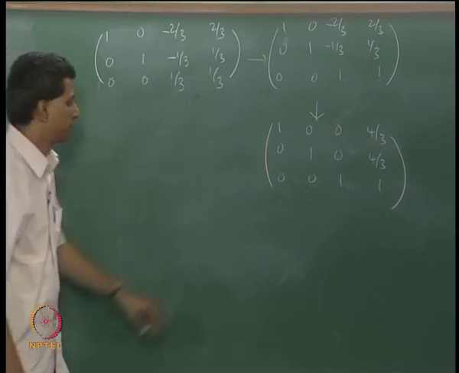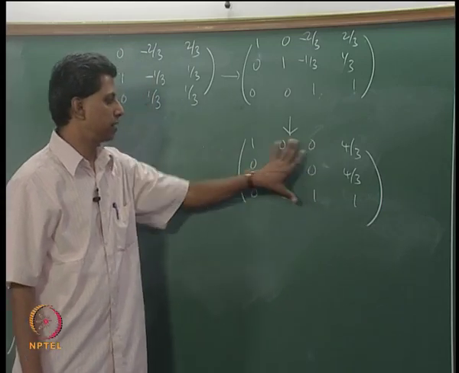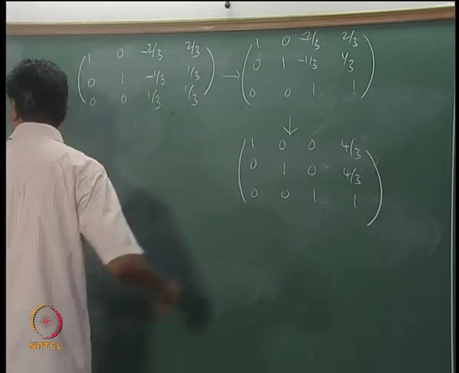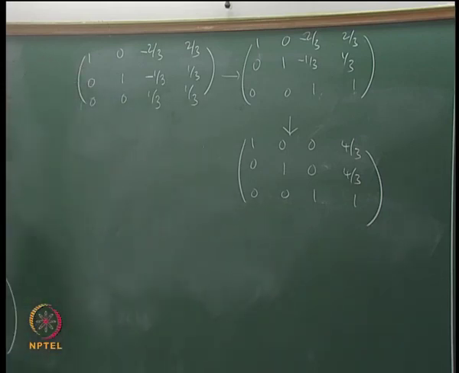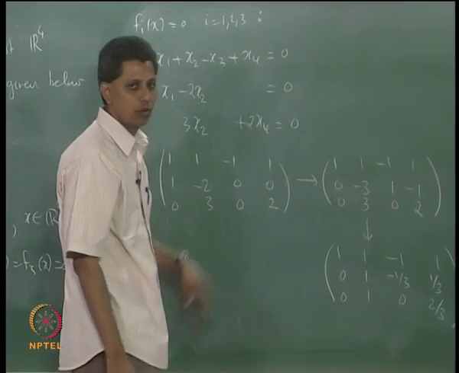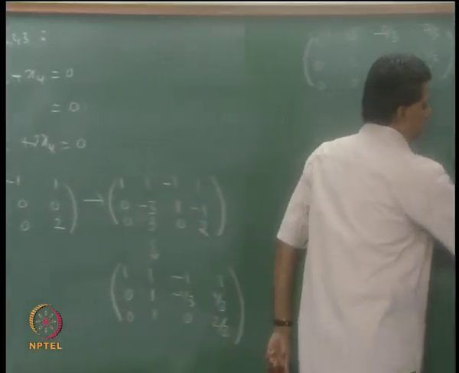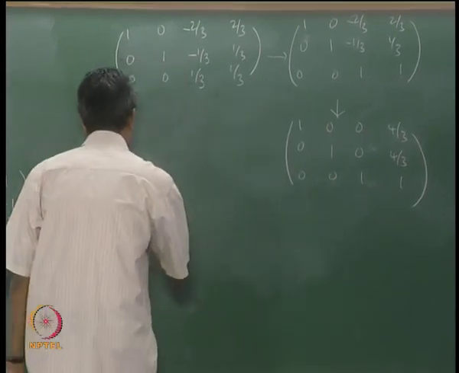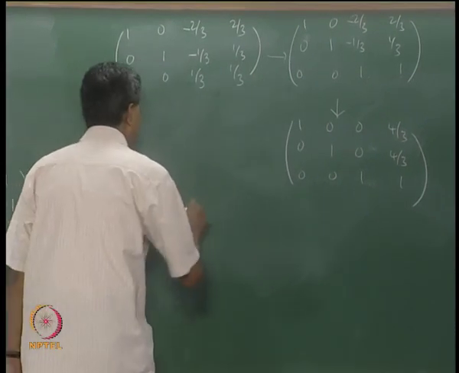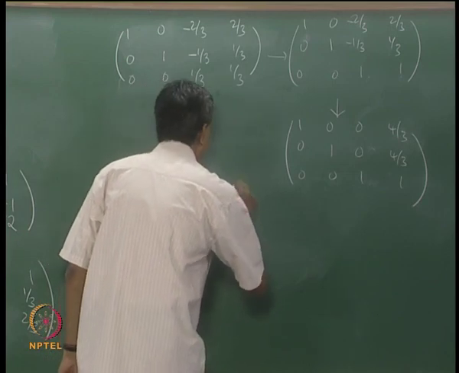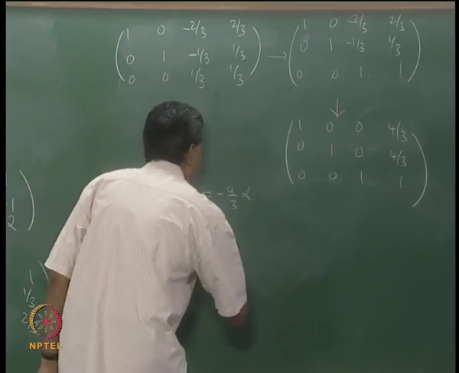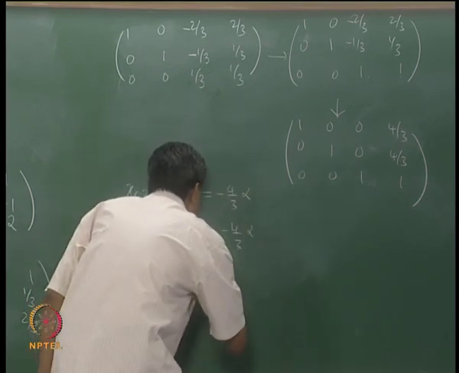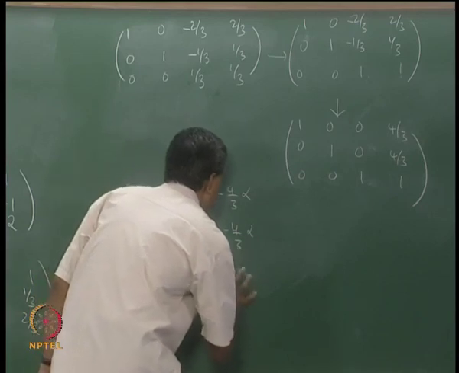So now I have a 3 by 4 system where this 3 by 3 part is the identity part. So what follows is that remember that this came from this set. There are 4 variables. What this tells me is that I must fix the last variable x4. So let us say x4 is alpha, then x1 is minus 4 by 3 alpha, x2 is also minus 4 by 3 alpha, x3 is minus alpha.